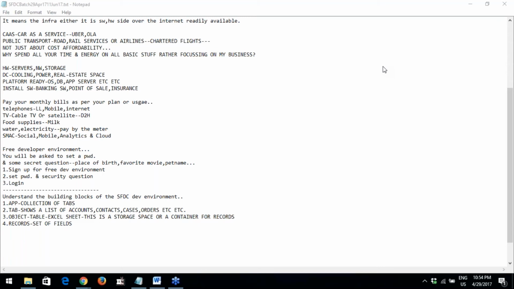So an object is kind of a container for your records, and records are the set of fields. We'll look at these tomorrow and going forward when we create some custom objects and fields, records, etc. Sharmishta says records are database rows. Yes.